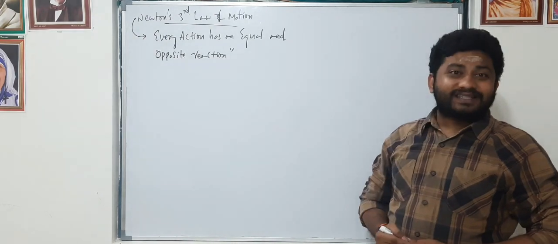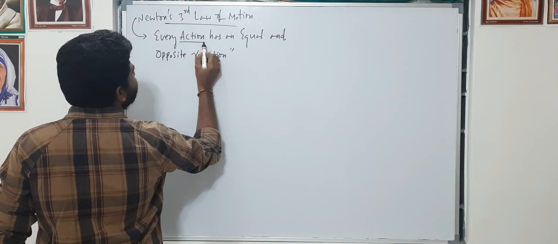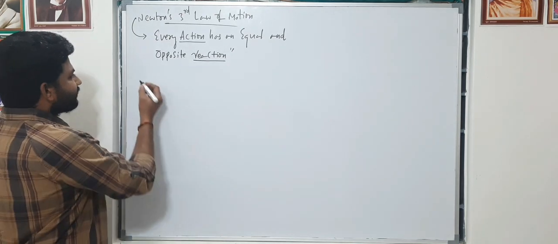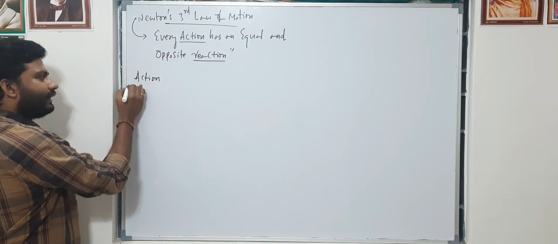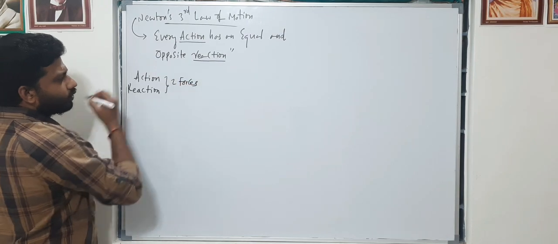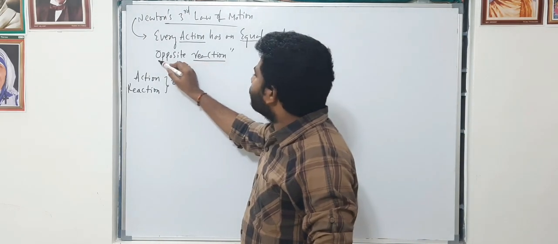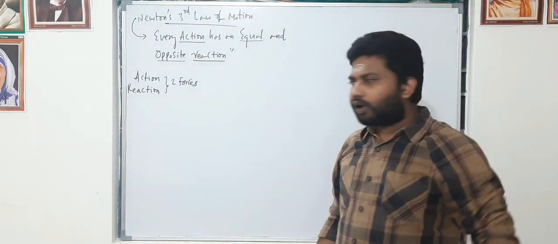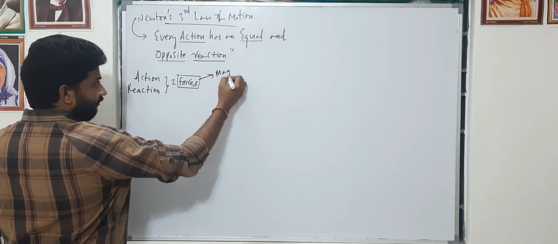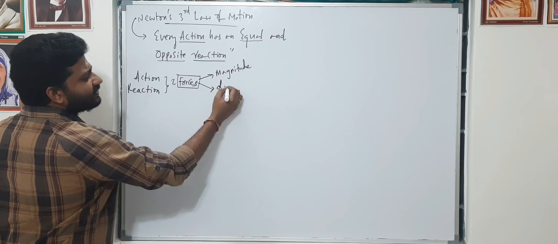Let's come back to the third law of motion statement. Every action has an equal and opposite reaction. You can see, this is action, it's a force. Reaction, this is also a force. So I'm writing the same thing here. Action and reaction are two forces. Equal and opposite, what is this equal and opposite? Whatever may be the force, it will have both magnitude and direction. As force is a vector quantity, it will have some magnitude as well as direction, right?